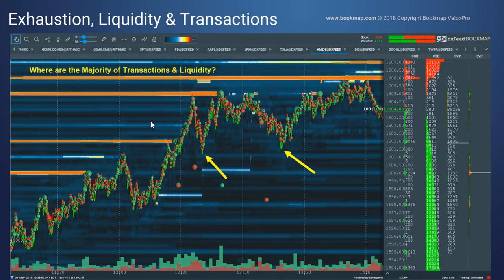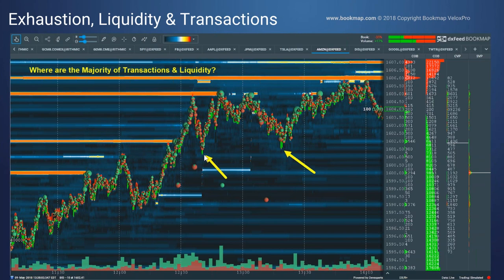All right, let's see here. Okay, let's talk about the opposite of absorption. Let's talk about exhaustion and look at the liquidity and transactions. Well, in this market here in Amazon, we're trending to the upside, hitting these areas of high liquidity and getting a pause. Absorption here, but they find buyers again, start to lift the offer up into higher areas and trade through some of these areas up into higher liquidity.